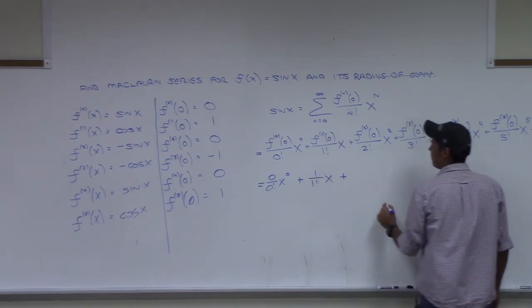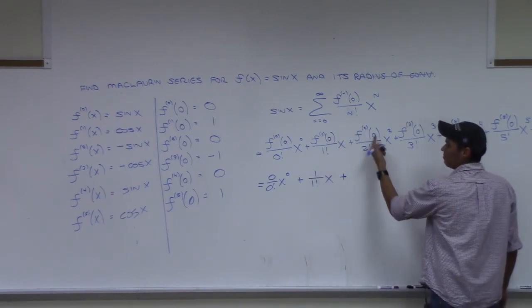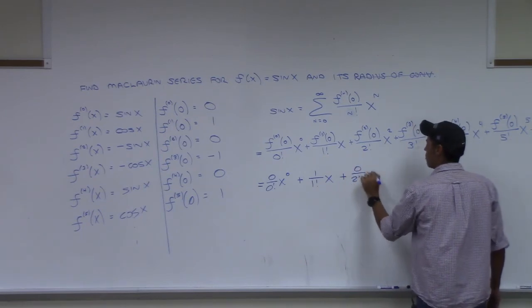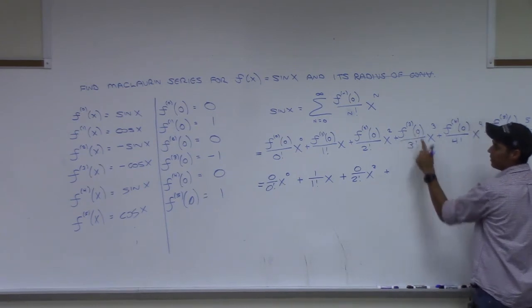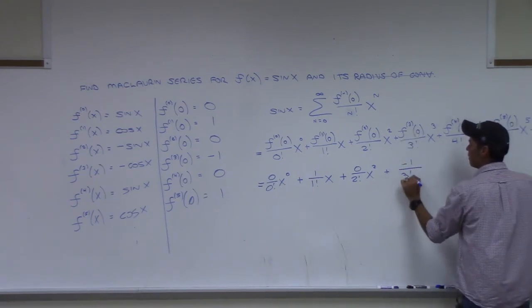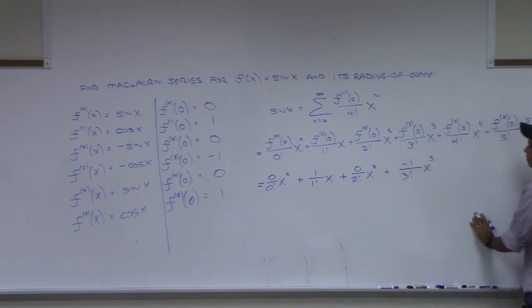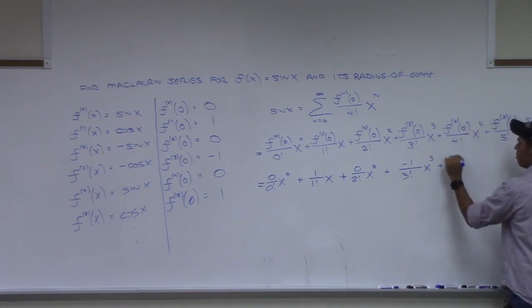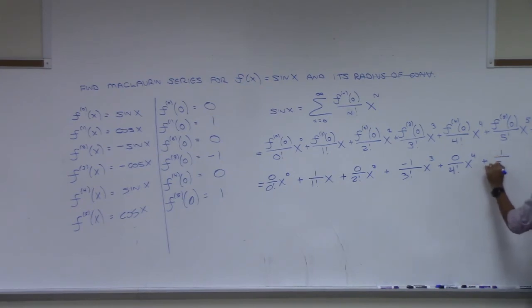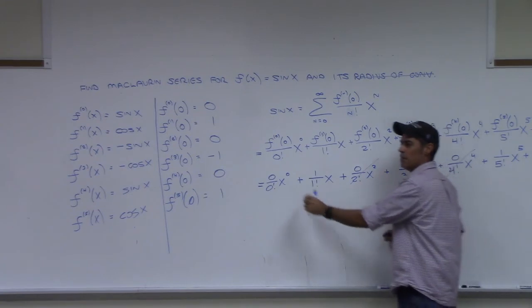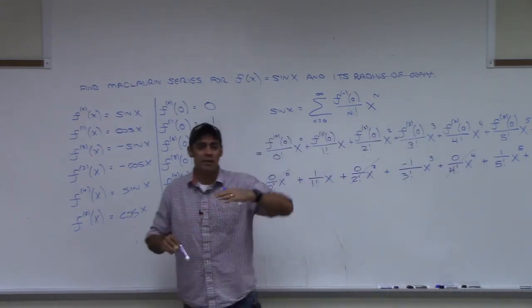And then this next one, second derivative at 0 is 0, so 0 over 2 factorial x squared. That's all going to go away. This one, third derivative at 0: negative 1 over 3 factorial x cubed. Next one, 0 over 4 factorial x to the 4th. Next one, we're at the 5th: 1 over 5 factorial x to the 5th plus dot, dot, dot. All of the even powers of x are gone, right? The only thing left are the odds.